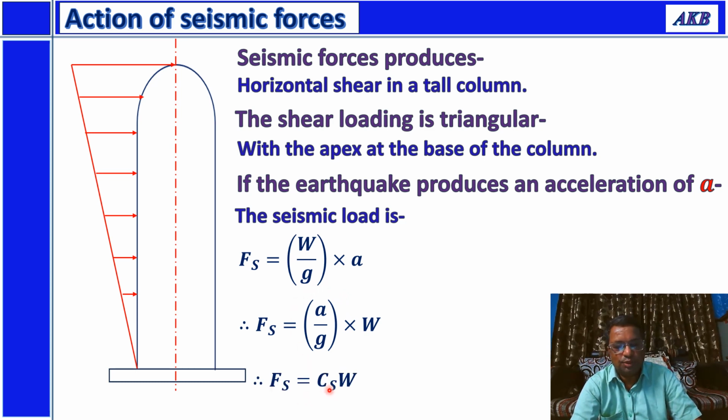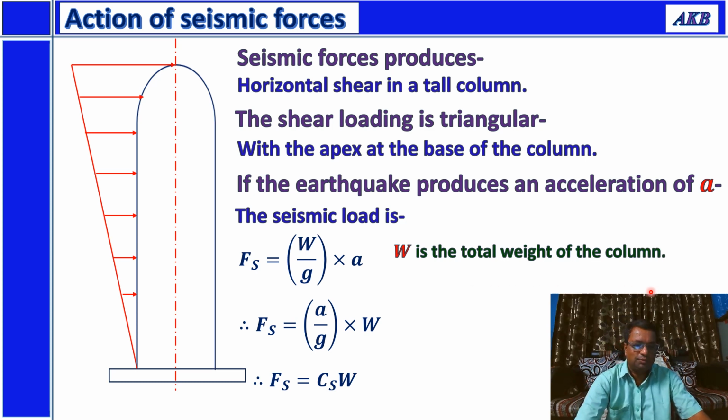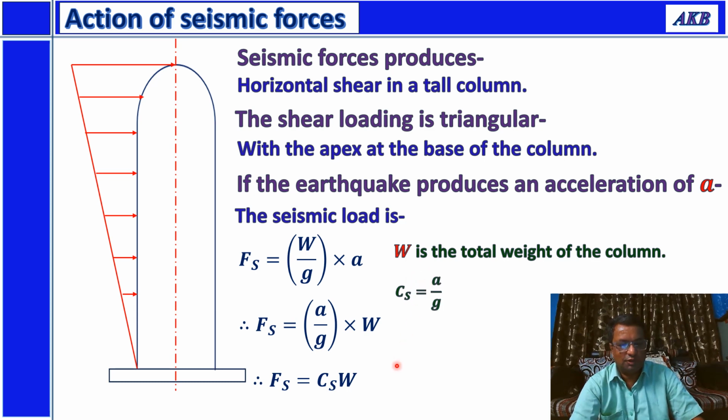So that will be denoted by Cs. Therefore you have Fs is equal to Cs into W. W is the total weight of the column, the weight of everything, in Newton or kilonewton, whatever may be the case. So W is the total weight.